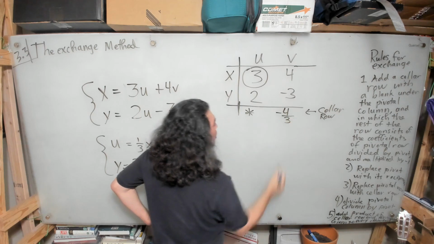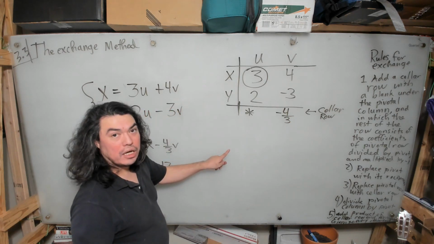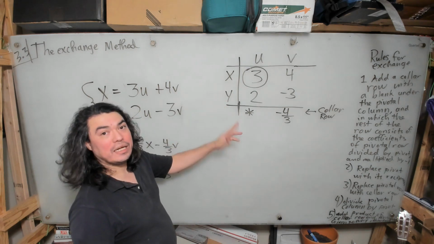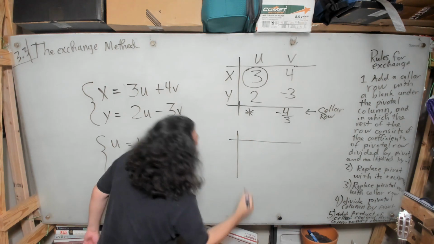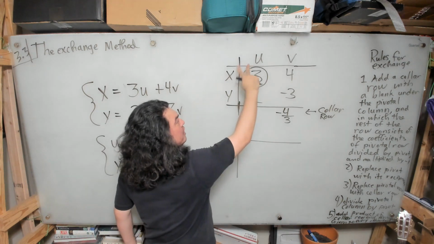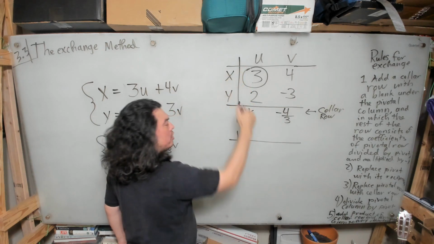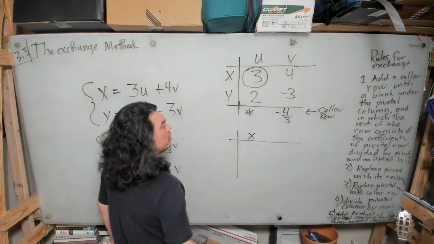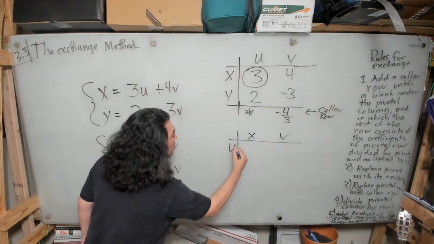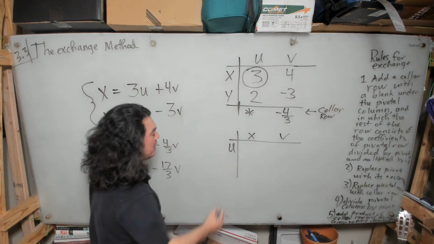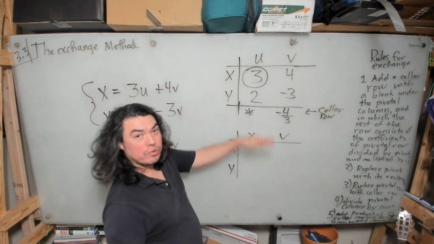Okay? So now, once I have done that, I'm ready to go into the tableau I'm making, which will represent the exchange. I'm going to have exchanged these variables once I fill in this table. So I'm going to place my x here. I'm going to keep my v here because it has not been exchanged. My u is going to be here now. And my y is going to be here because I haven't exchanged that one. And now I can follow the rest of the rules.